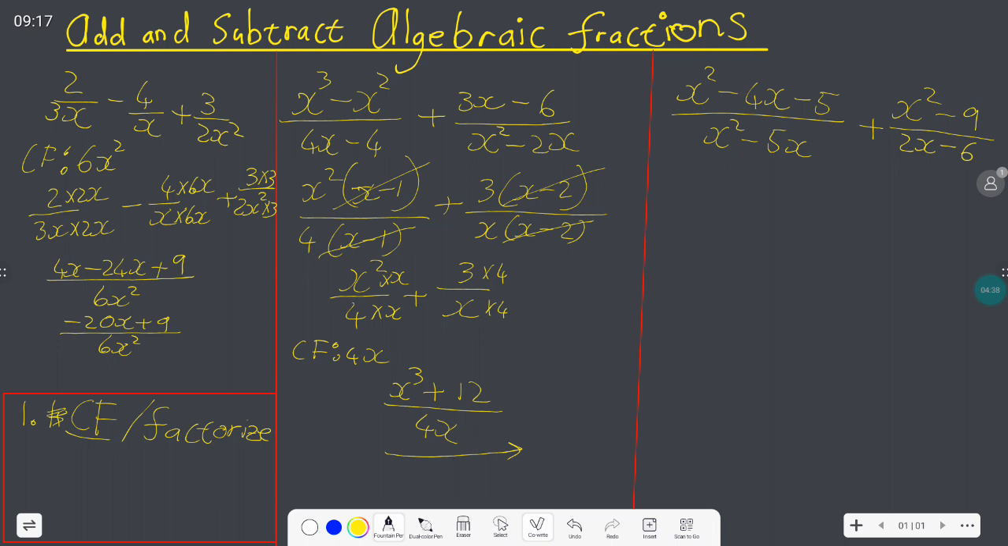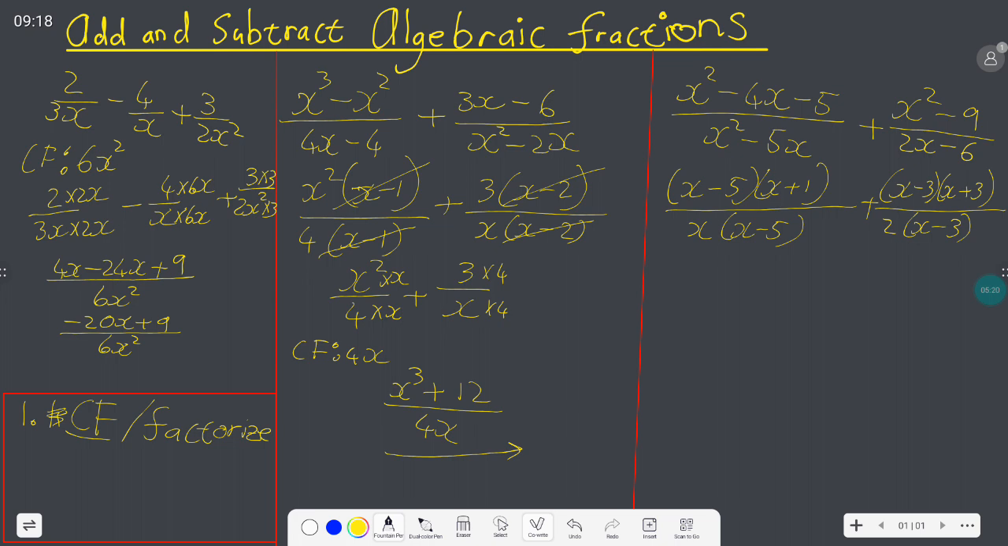Okay. The next one, once again, what's the first step we have to do? We have to factorize. See how we can make it easier for ourselves. So in this first one, my brackets will be x minus 5, x plus 1 divided by x minus 5. Plus, on this side I will have x minus 3, x plus 3, divided by 2x minus 3.